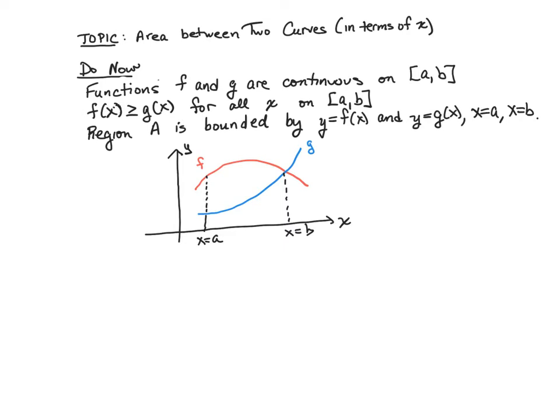We have functions f and g that are continuous on a closed interval [a, b]. The graph of f is in red and the graph of g is in blue. And f is above g, so that's why we write f is greater than or equal to g for all x on [a, b]. The area between these two curves on the interval from a to b is the region bounded by the functions themselves and the two vertical lines at x equals a and x equals b. So the area of the region between the two curves, which I called region A, is here.